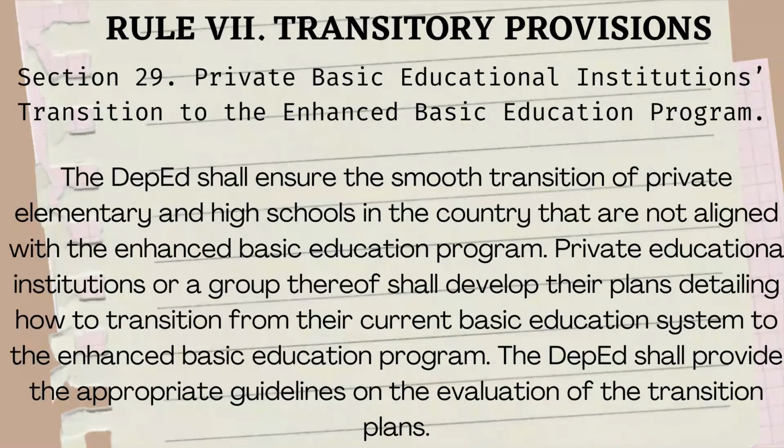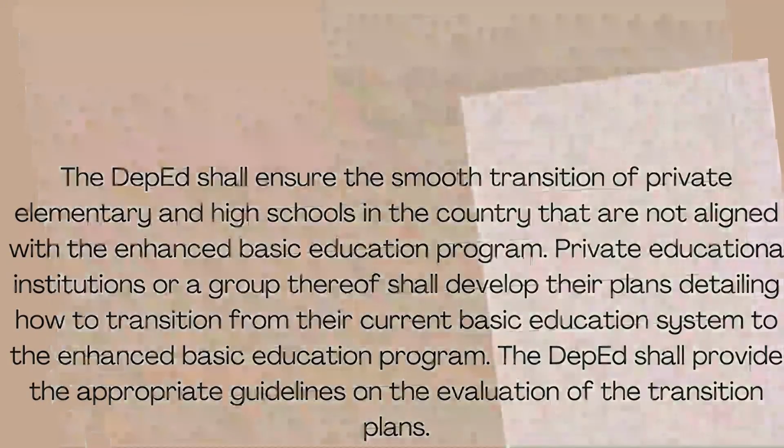The DepEd shall ensure the smooth transition of private elementary and high schools in the country that are not aligned with the Enhanced Basic Education Program. Private educational institutions or a group thereof shall develop their plans detailing how to transition from their current basic education system to the Enhanced Basic Education Program. The DepEd shall provide the appropriate guidelines on the evaluation of the transition plans.